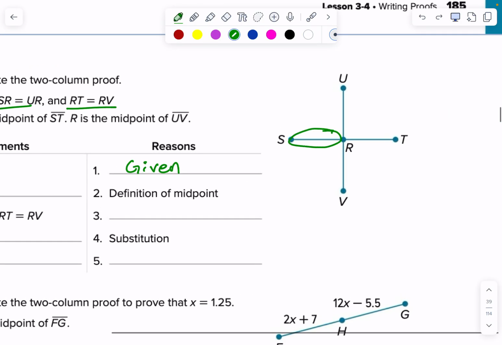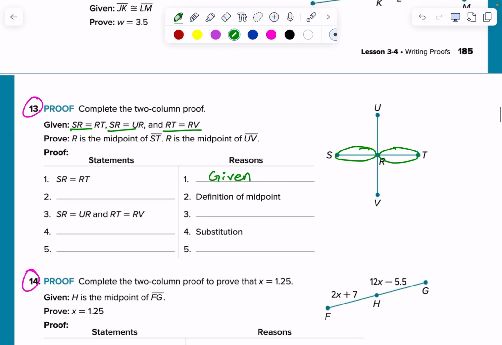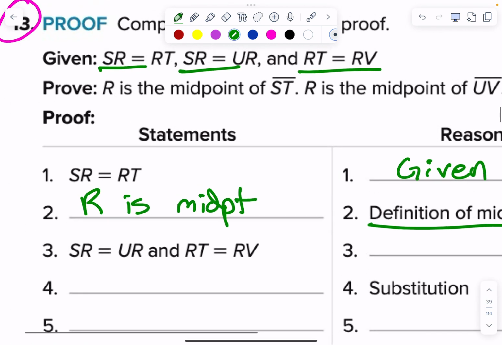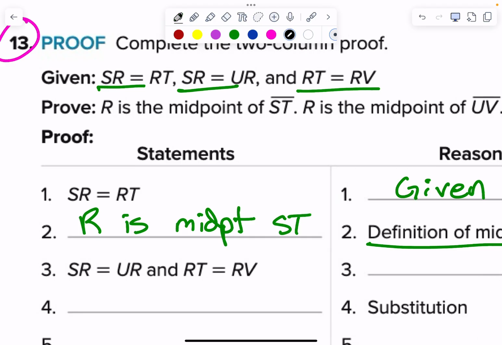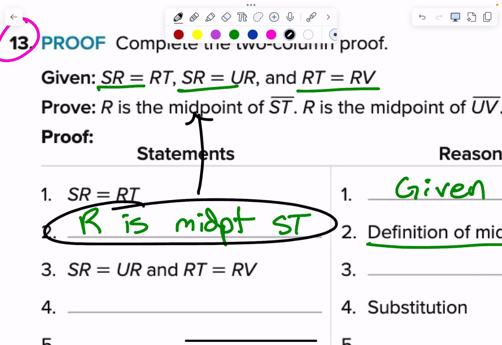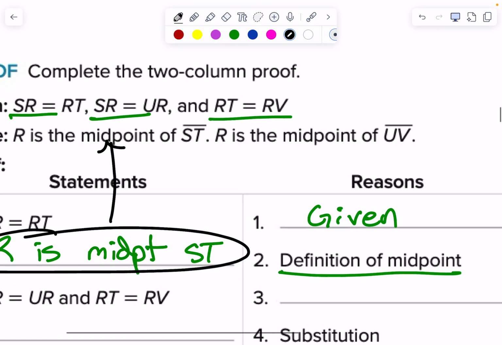SR is equal to RT. Well, if SR is equal to RT, then by the definition of midpoint, what does that mean? R is the midpoint of ST. By definition, if these two are equal, then R has to be the midpoint. But wait a second, isn't that one of the things we were trying to prove? Yes, but we're done with half of the proof, right? Now we have to also prove that R is the midpoint of UV.